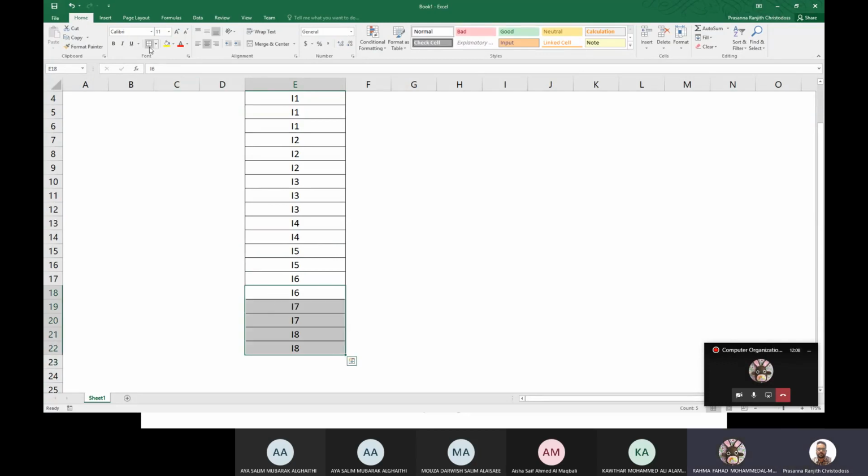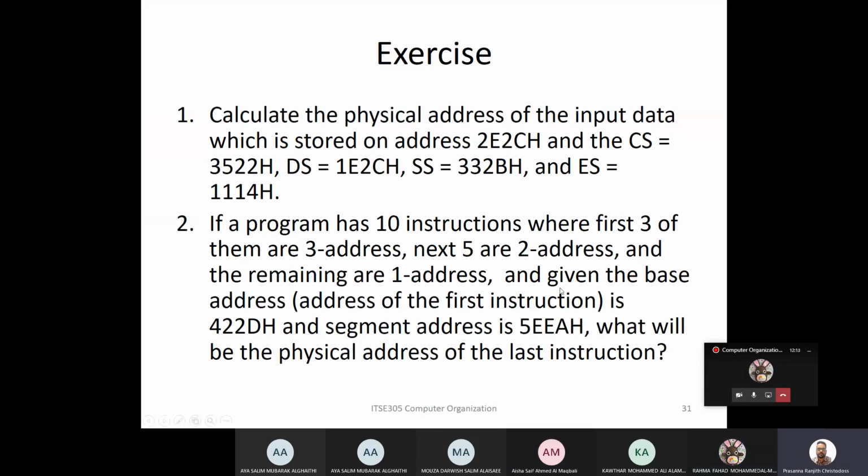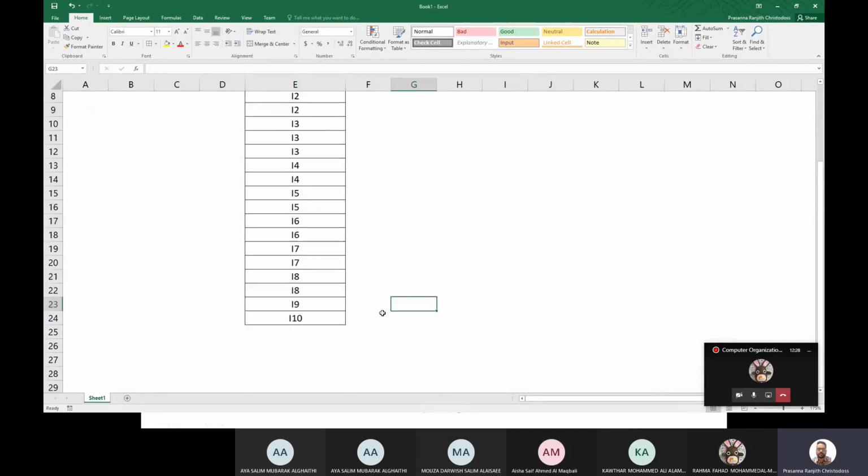Are you with me? What are the last 2 instructions? The remaining are 1 address, so I9 and I10 take one row each. That's how the program is stored.